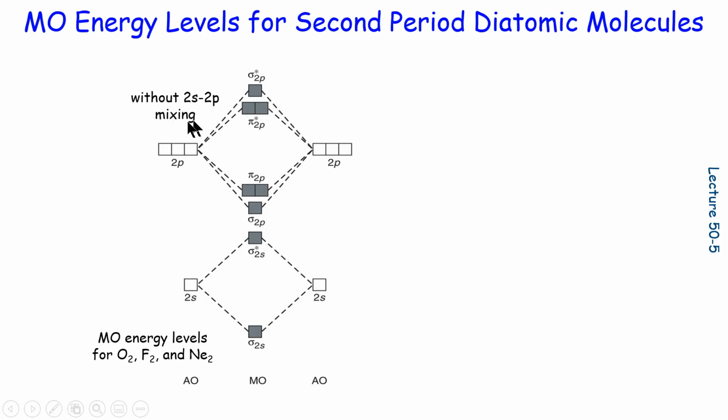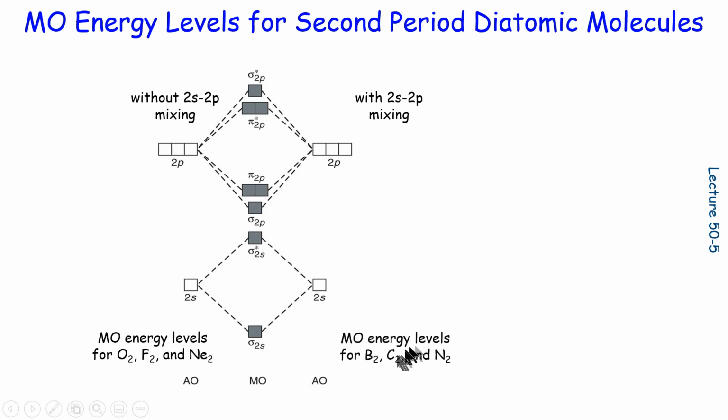Without 2s2p mixing, as you can see, this is the energy level from low to high: sigma 2s, sigma asterisk 2s, then sigma 2p, followed by pi 2p. Let's concentrate on those two orbitals. Sigma 2p's energy is lower than pi 2p in those molecules without 2s2p mixing. I will explain what it is.